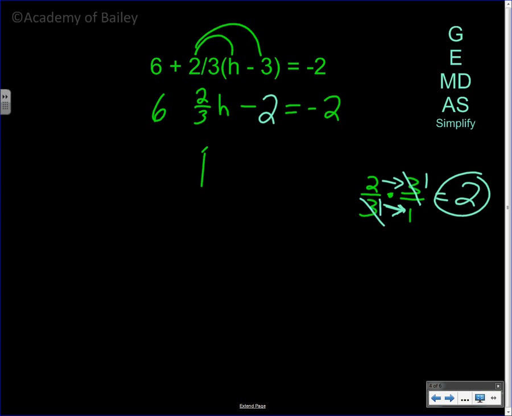Remember that this was a positive 2/3 times a positive h, which gives us a positive 2/3 h. That positive 2/3 h now looks like a plus once you put it into that equation. We can still simplify more because we have a 6 and a negative 2. What is 6 minus 2? 4. And then we have 2/3 h.